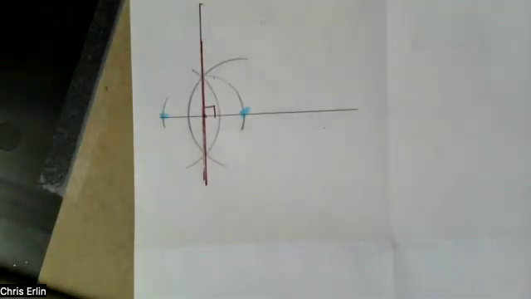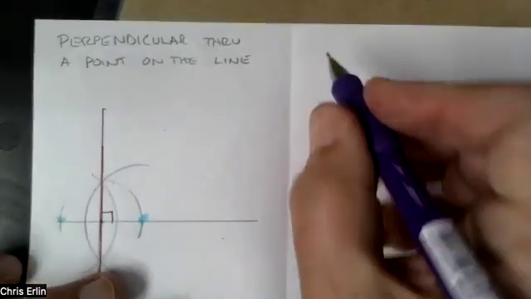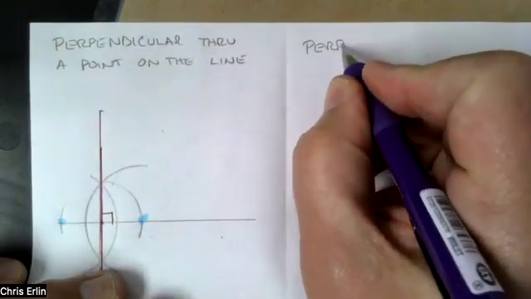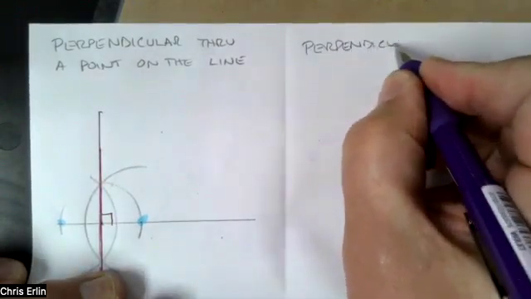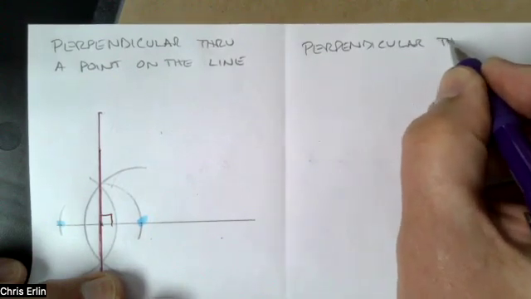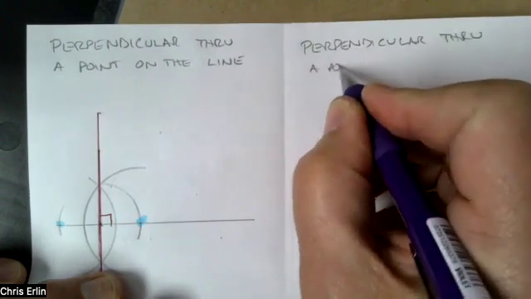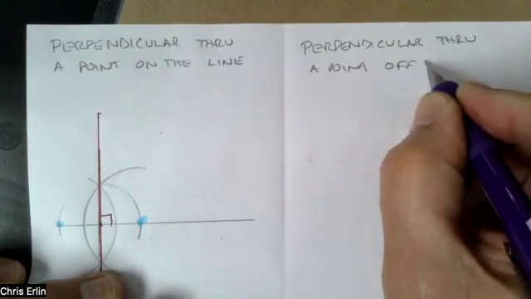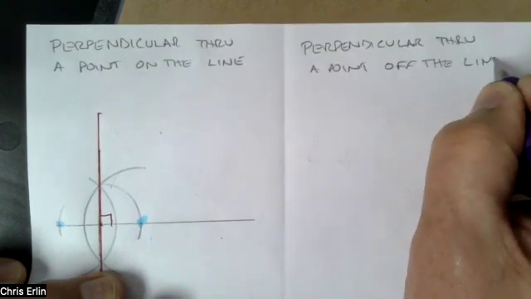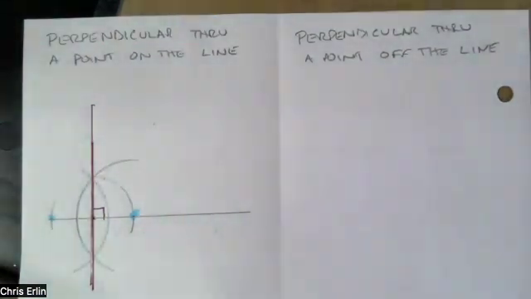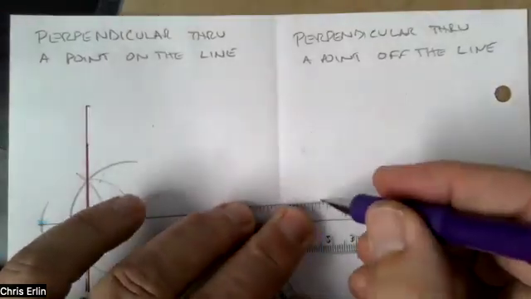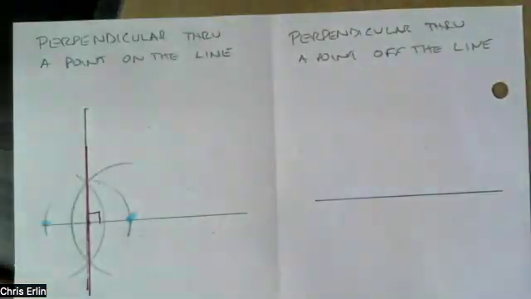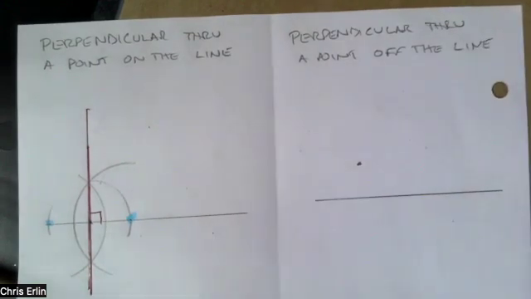All right. Next one. Perpendicular through a point off the line. We've got some segment, and we want a point something like over there. See if you guys can reason out how you would do this to go perpendicular through that point off the line.